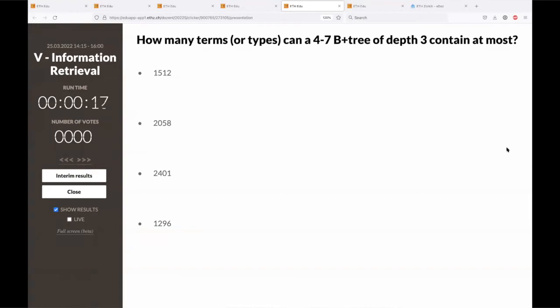So if a B plus tree can have between 4 and 7 children, how many terms, so these are the keys on the leaves, can a 4, 7 B plus tree of depth 3 contain at most? And with the depth here, we mean that if you have just the root, that would be depth 0. And then if you add 1 level, that's depth 1, and so on. An alternate name is the height, with the height of 3. Some people call it that.